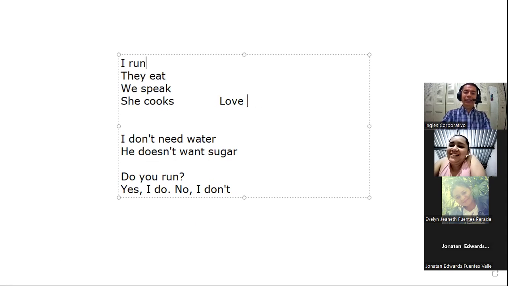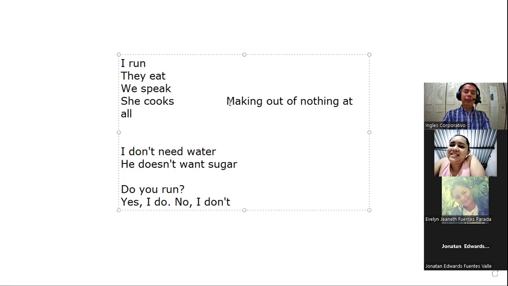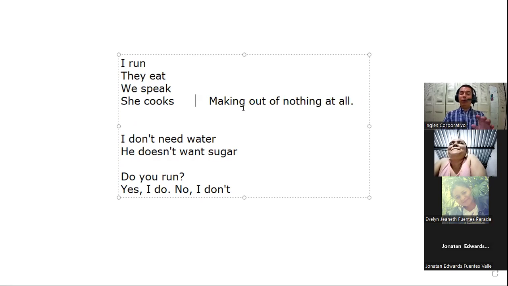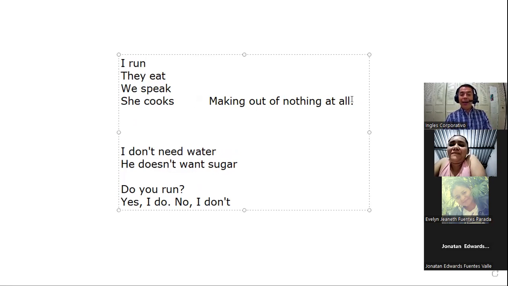Bueno, ¿y esta? Vamos a ver esta. Making Love Out of Nothing At All. Haciendo amor de la nada. No le creo. Pero si esta es bien conocida. Bueno, vamos a poner la última. Una que se llama Staying Alive. Es así. Staying Alive. Ah, vaya, al fin.